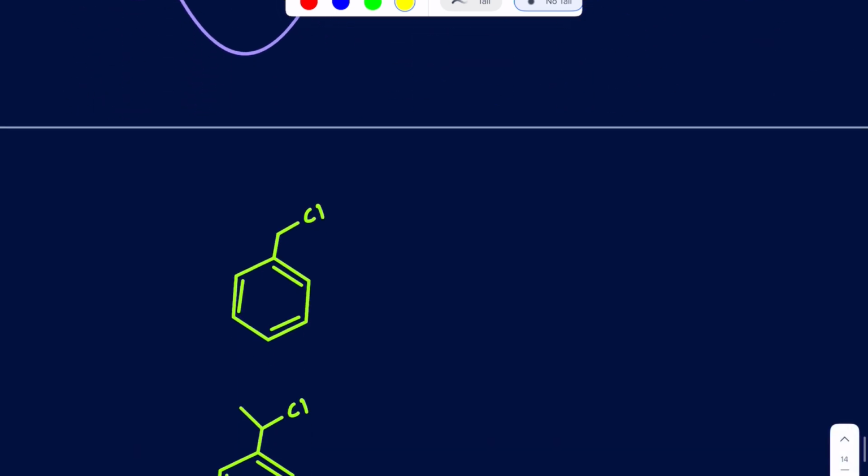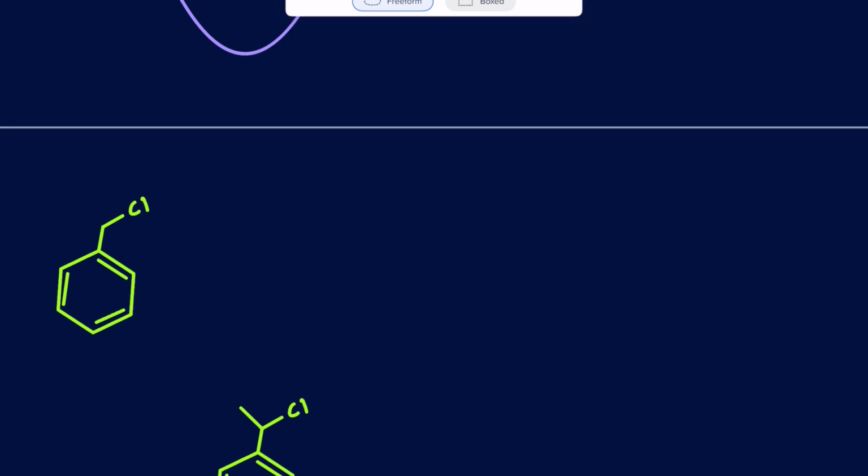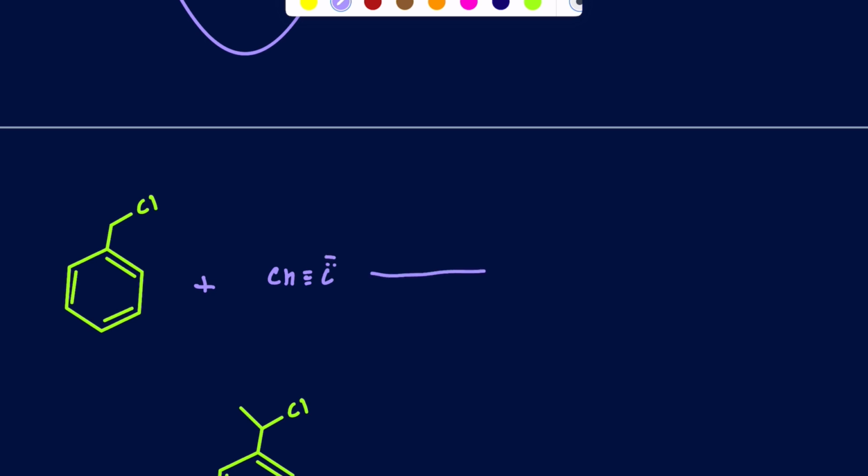What if I was using something like a benzylic halide, like this one right there? Suppose I'm running this with acetylide again. Now this benzylic halide can't really do an E2 because you don't have a beta carbon with a hydrogen. You do have one beta carbon here, but there's no hydrogen on it, so you can't run an E2. So the only thing you can do is either an SN1 or an SN2, but since you have a strong nucleophile, that would more likely be an SN2 mechanism.